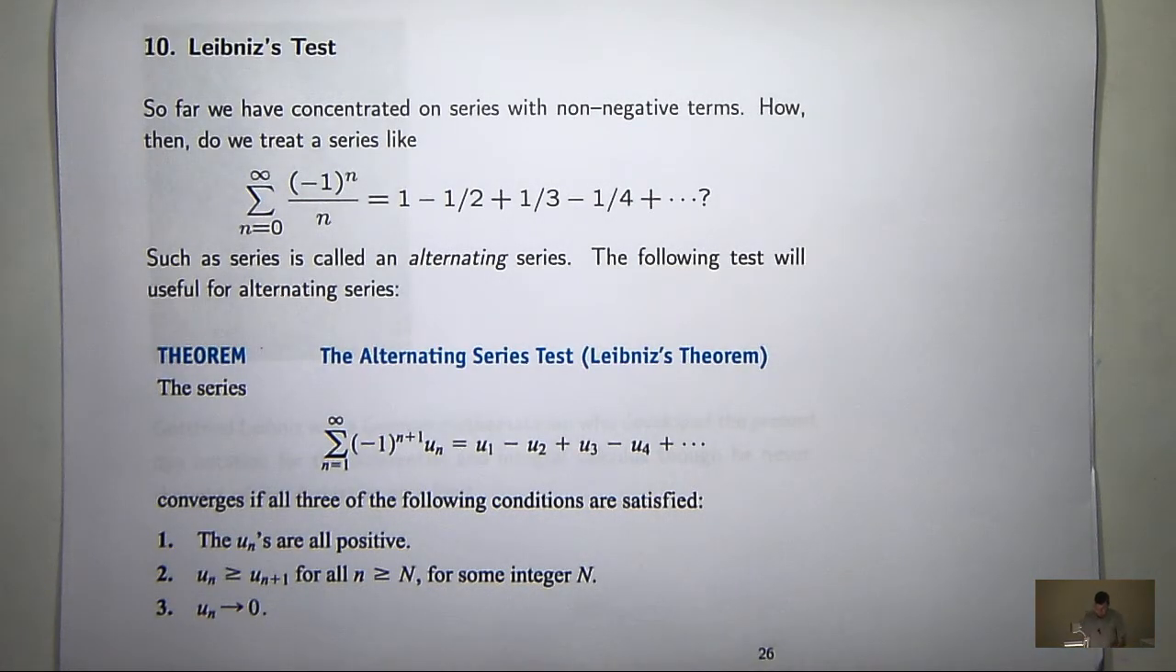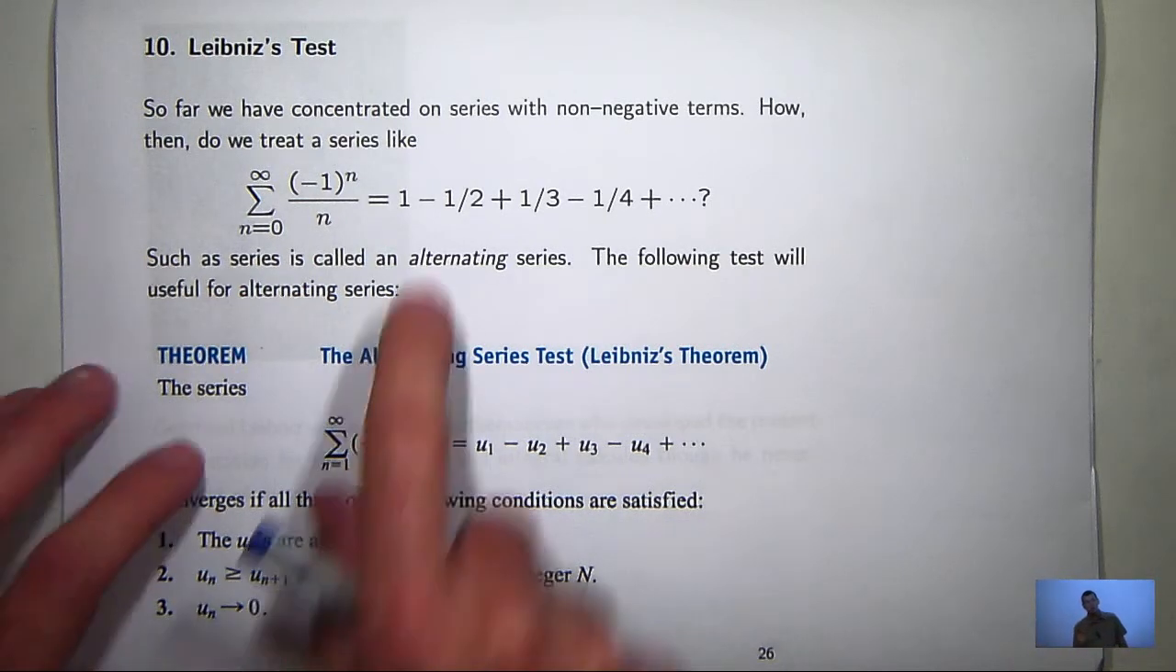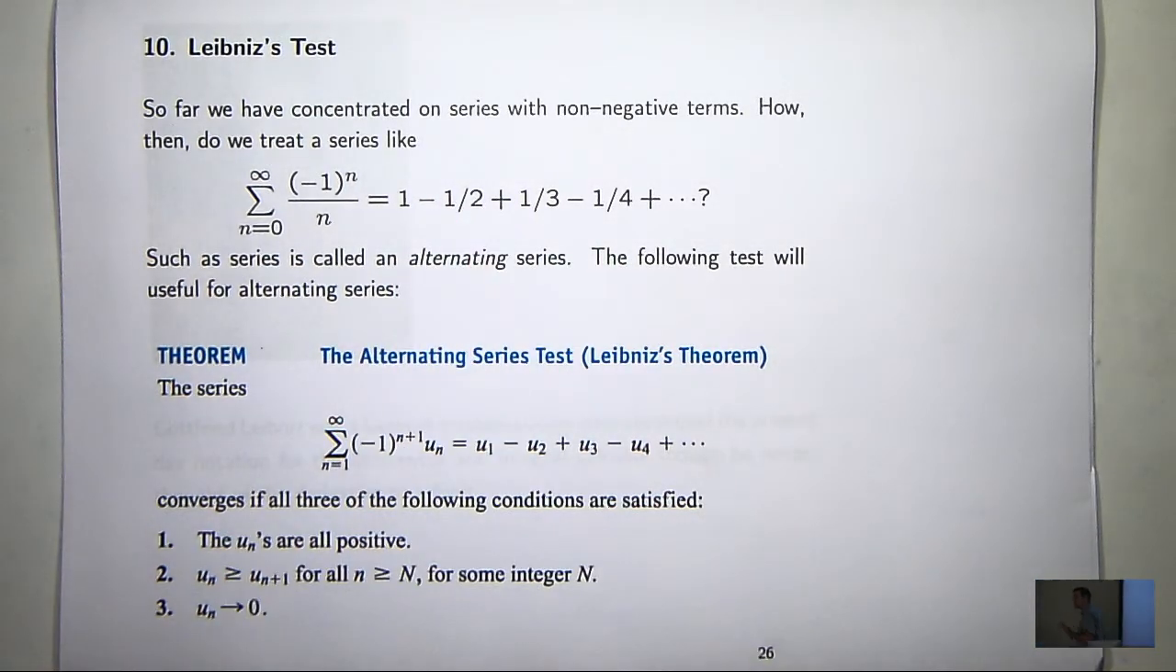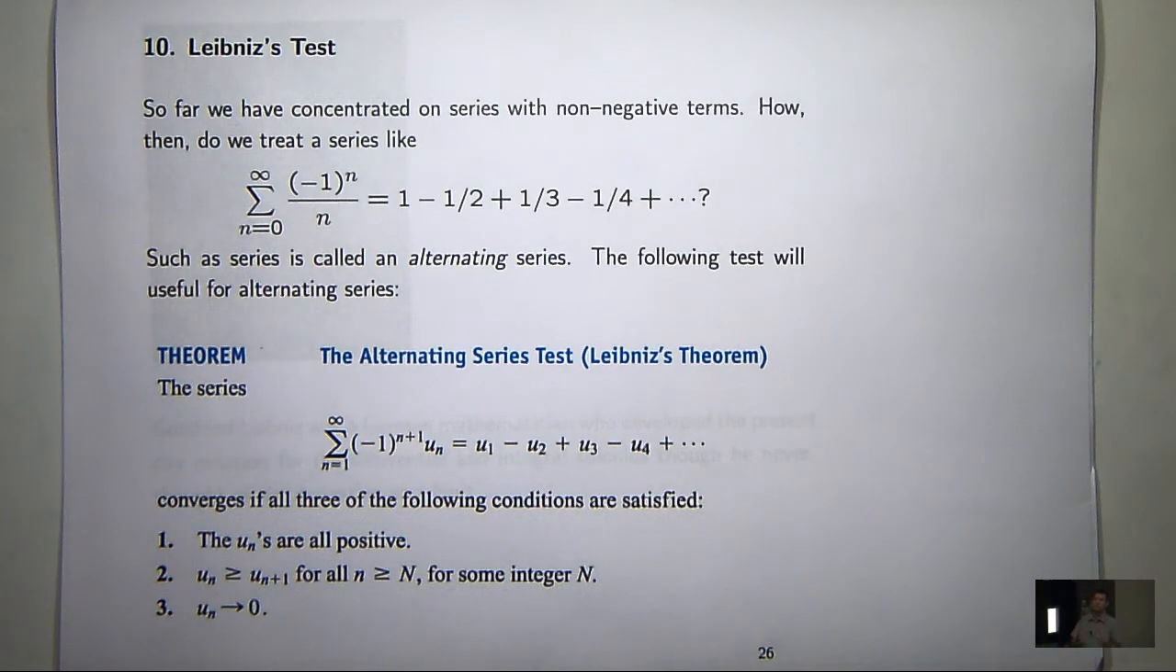Up until now, we've been looking at series with positive or non-negative terms. So when you add things together, we're always adding a positive thing to our series or our partial sum. A good question is, what about a series like the following that has positive and negative terms? None of the ideas that we've looked at so far can really handle something like that.